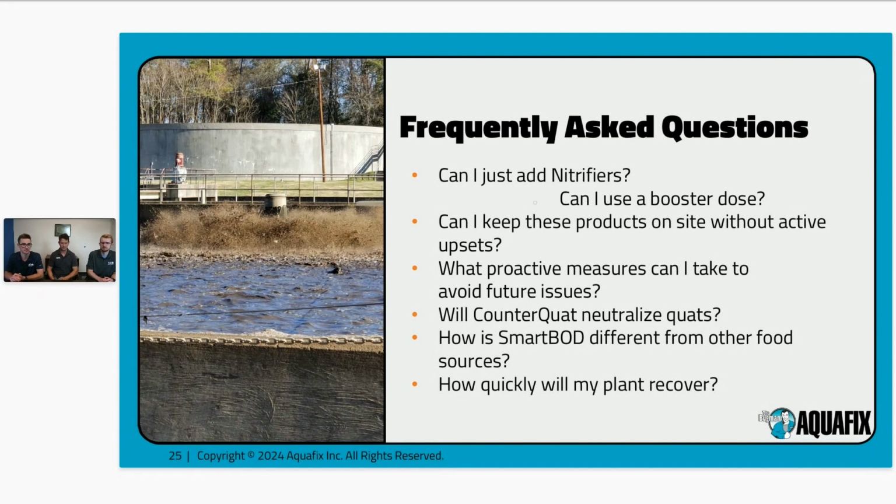It's always better to be proactive as opposed to reactive. Have a little bit on site so that you can start getting ahead of these issues before you're dealing with full-on BOD removal loss and losing all your mixed liquor that you've spent time building up. And that's nice, going into the next point here: what proactive measures can I take to avoid future upsets?